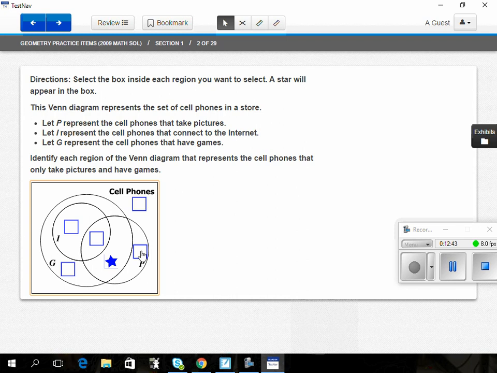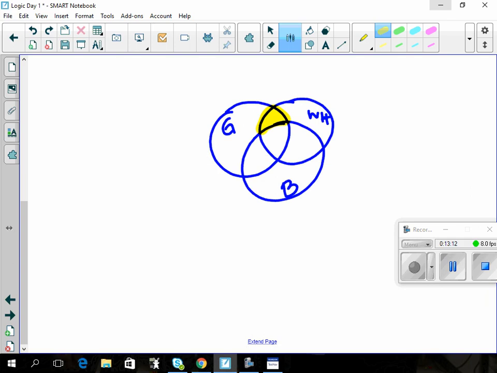Are we okay with that question? You sure? Notice it lets me pick more than one, doesn't it? It's tricky. Okay. Keyword is and only. Only means it can't be inside the I circle. And the word and means it has to be in both of the picture and game circles. Yeah? Okay. We'll come back to this in just a minute.